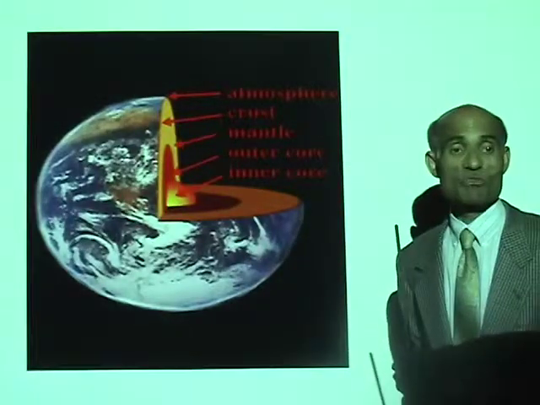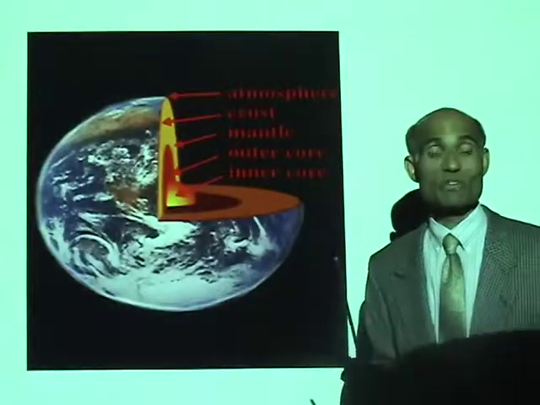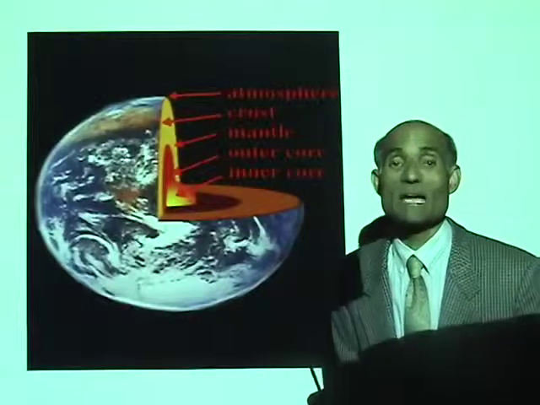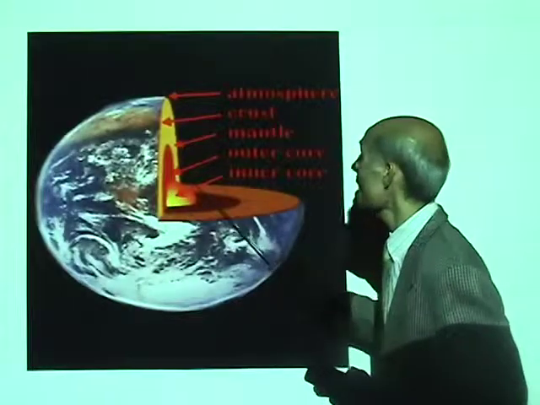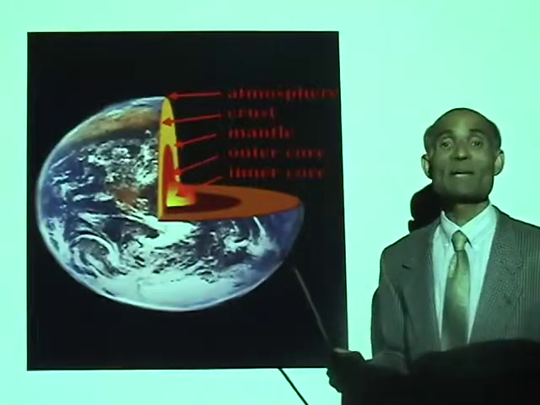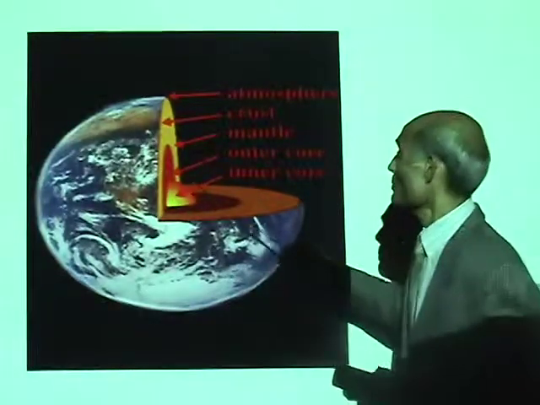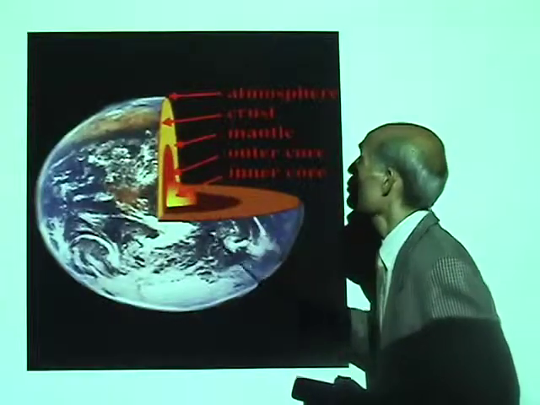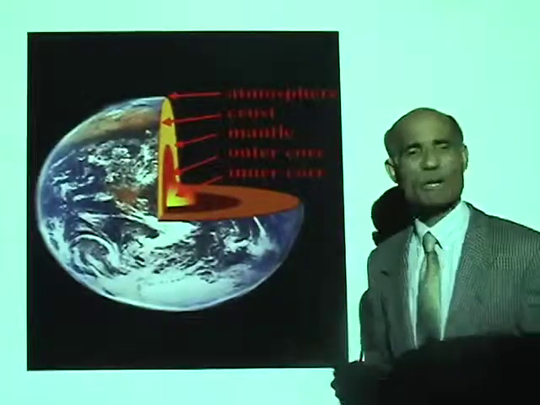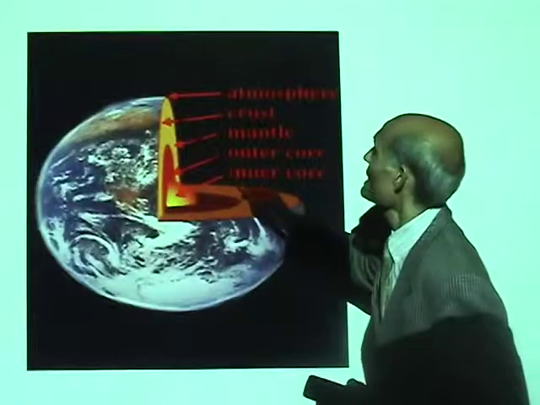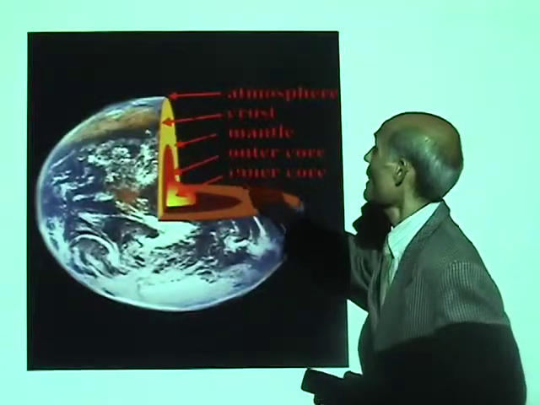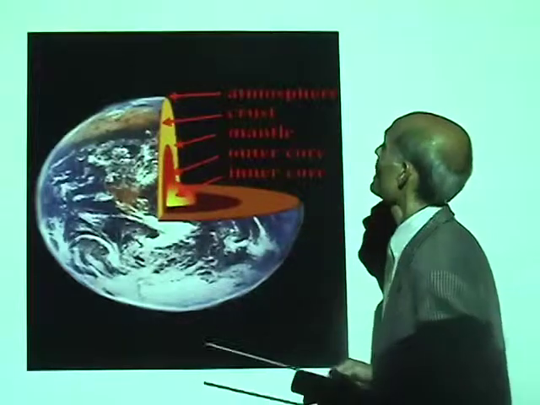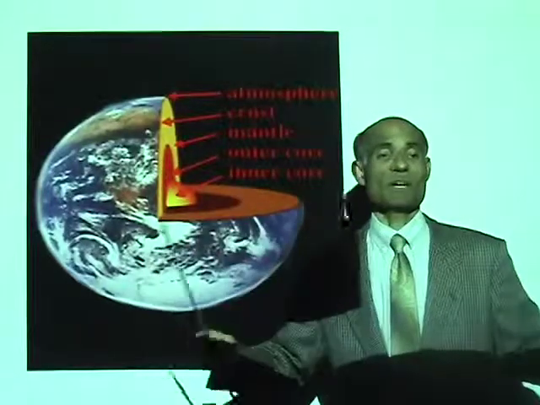Our present day understanding of the interior of the earth, which has been obtained from seismic waves, is we have an inner core mainly made of iron. We have an outer core which is of liquid iron. We have another layer called the mantle, and then you have the crust, and of course the atmosphere.